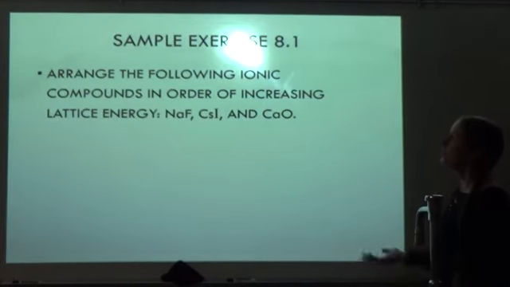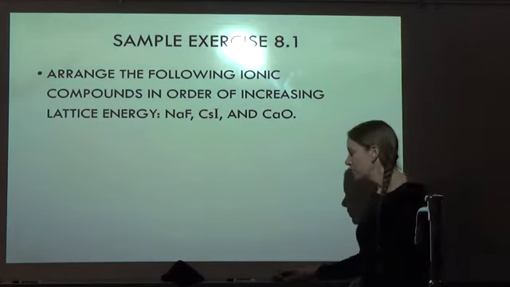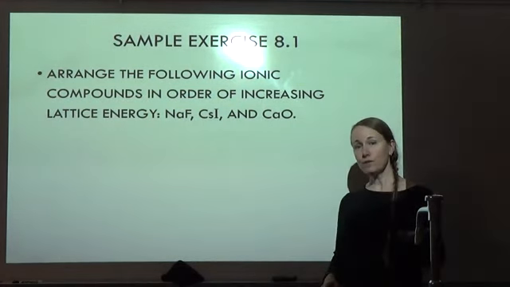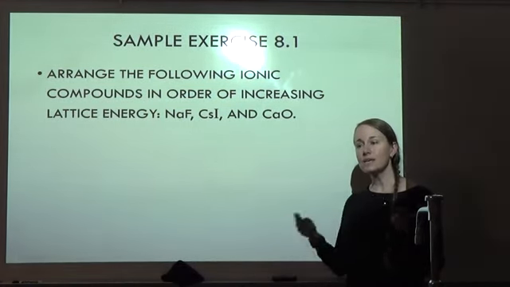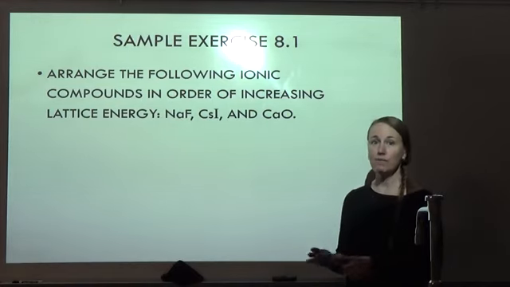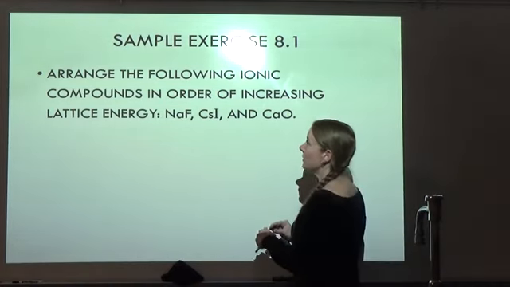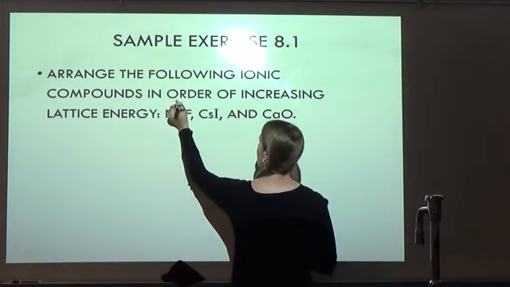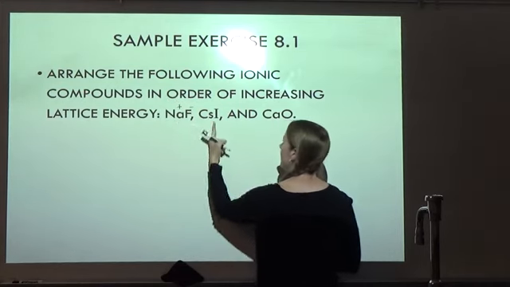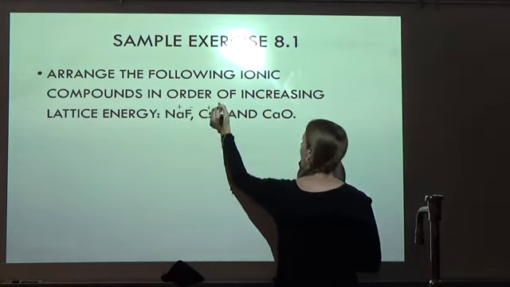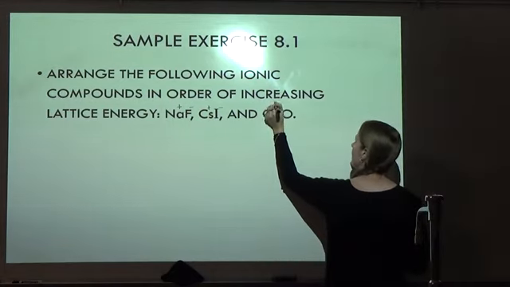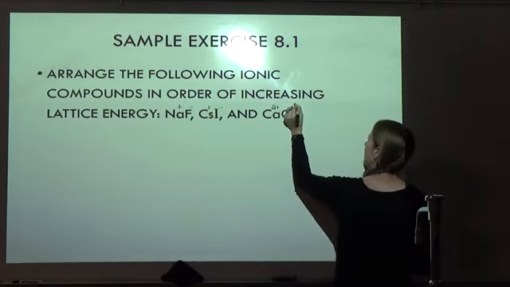So it says, arrange the following ionic compounds in order of increasing lattice energy. So, y'all, it's easiest to look at charge first. Then if you have two sets that have the same charges, then you can focus on size. All right, so let's do our charges first. So Na is positive 1, F is negative 1, Cs is positive 1, I is negative 1, Ca is positive 2, O is negative 2.